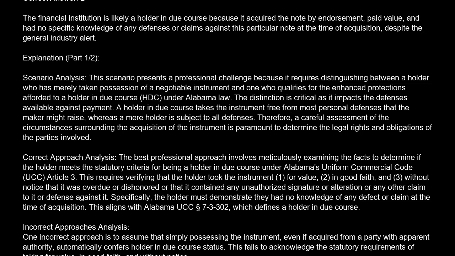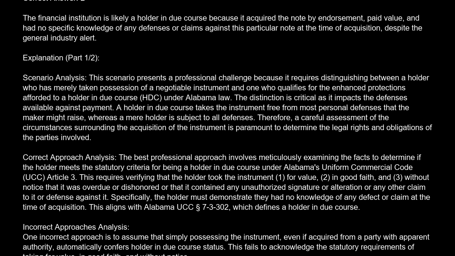The correct answer is B. The financial institution is likely a holder in due course because it acquired the note by endorsement, paid value, and had no specific knowledge of any defenses or claims against this particular note at the time of acquisition, despite the general industry alert. Explanation. Scenario analysis.